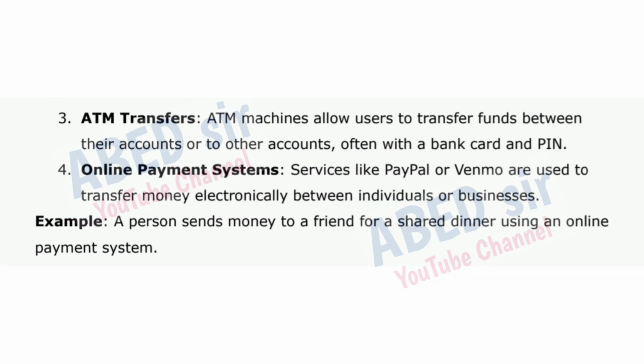3. ATM transfers. ATM machines allow users to transfer funds between their accounts or to other accounts, often with a bank card and PIN. 4. Online payment systems. Services like PayPal or Venmo are used to transfer money electronically between individuals or businesses. Example, a person sends money to a friend for a shared dinner using an online payment system.